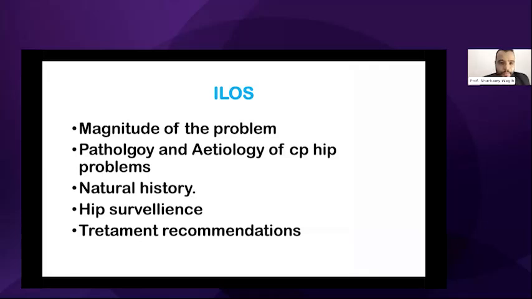Why is this topic important? We will talk about magnitude as a problem. We will talk about the pathology and the etiology of CP hip problems. We'll have an idea about the natural history. We have to emphasize the role of hip surveillance in our community and how to catch those patients in between the crowding of our outpatient clinic. And some treatment recommendations. I am not going to present techniques or tips.